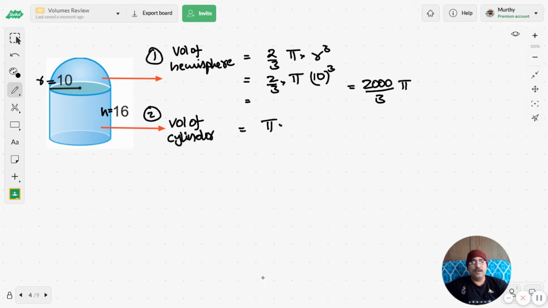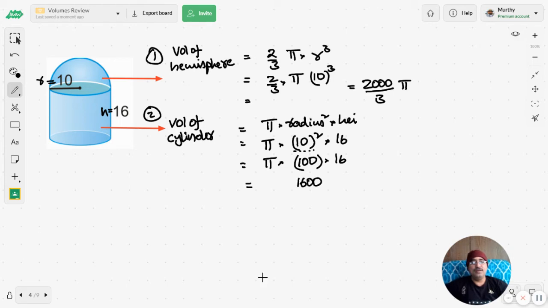Therefore, it is pi times radius square times h, where h stands for height. So pi times radius 10 square, height is 16. 10 square gives me 100 times 16. So it is 1600 pi. So this is my volume of the second part, that is the cylinder.